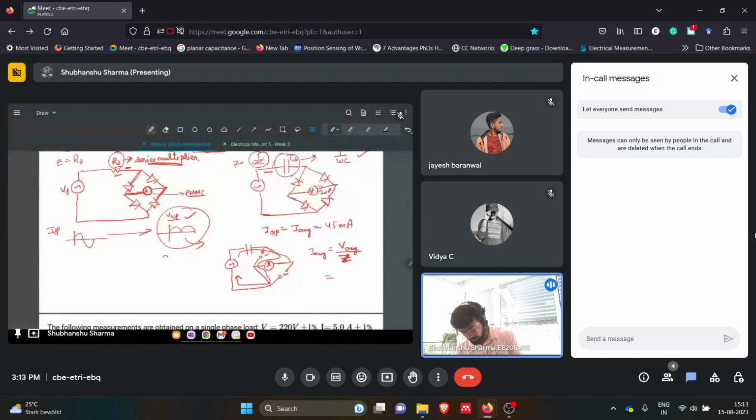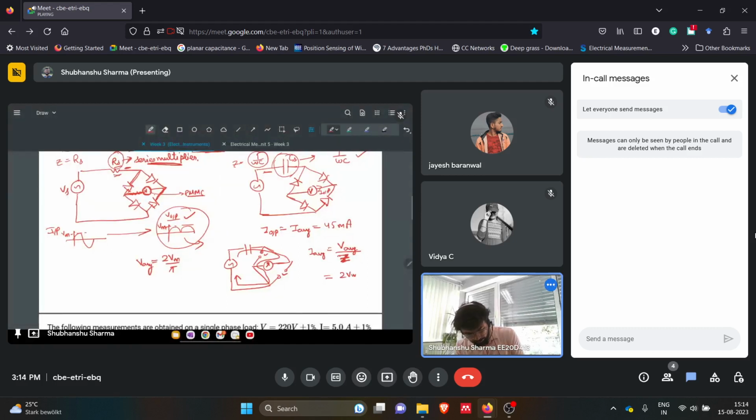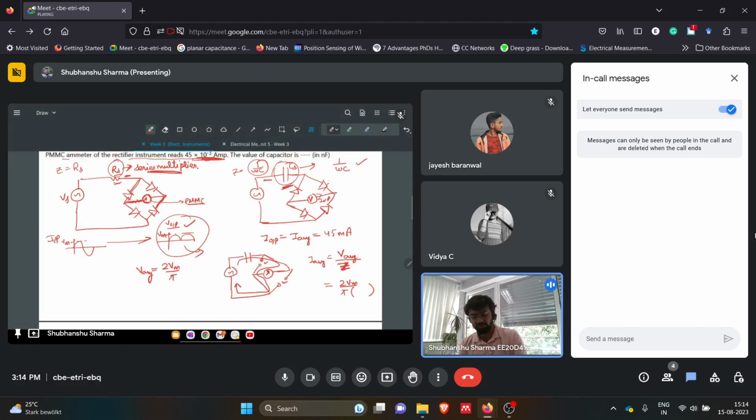So it is basically 2 Vm by pi. And what is Vm? Vm is the maximum value of this signal, that is this Vm. So this is V average of this. So we have 2 Vm by pi into Z. Now Z is what? Only we have capacitance. So we are neglecting the resistance of these diodes. So this is zero resistance, 0 ohms. Here also 0 ohms. So only this is having impedance value.